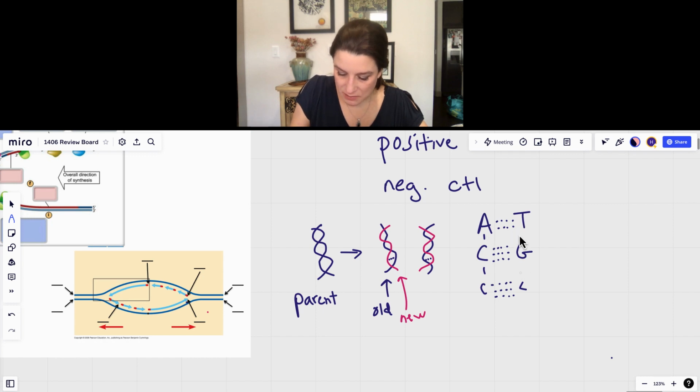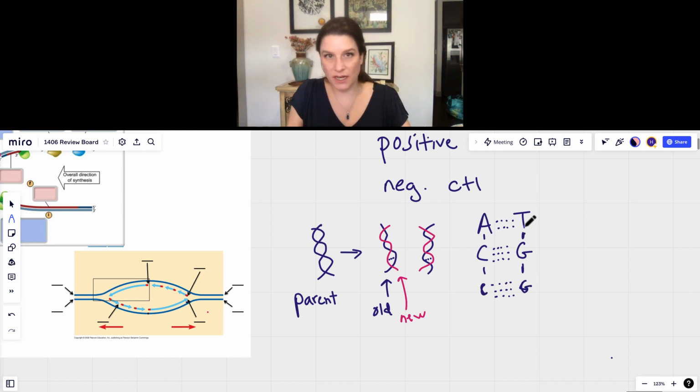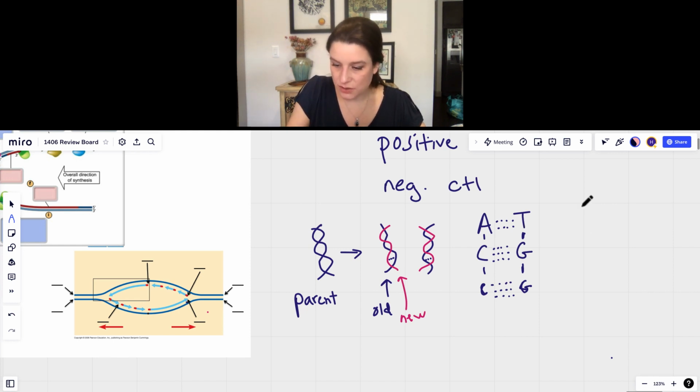And the bonds along the strand are covalent bonds. The bonds between the strands are the hydrogen bonds. That happens because of the nitrogenous bases.